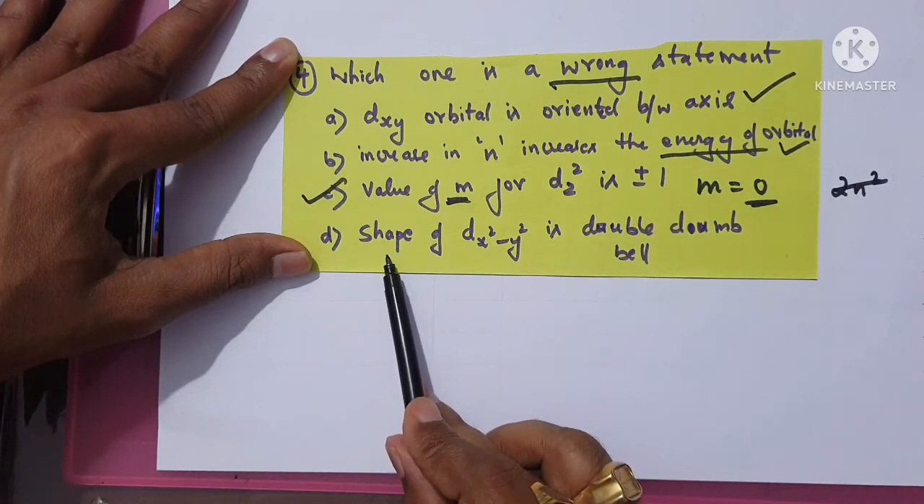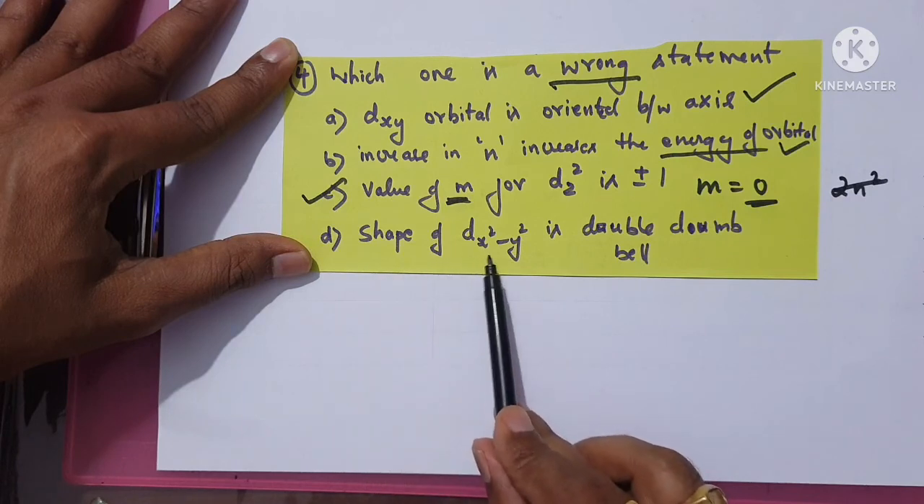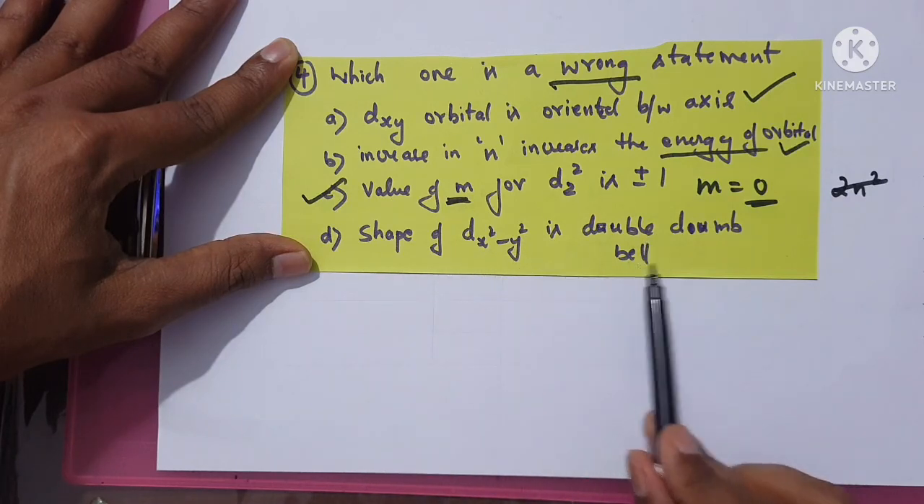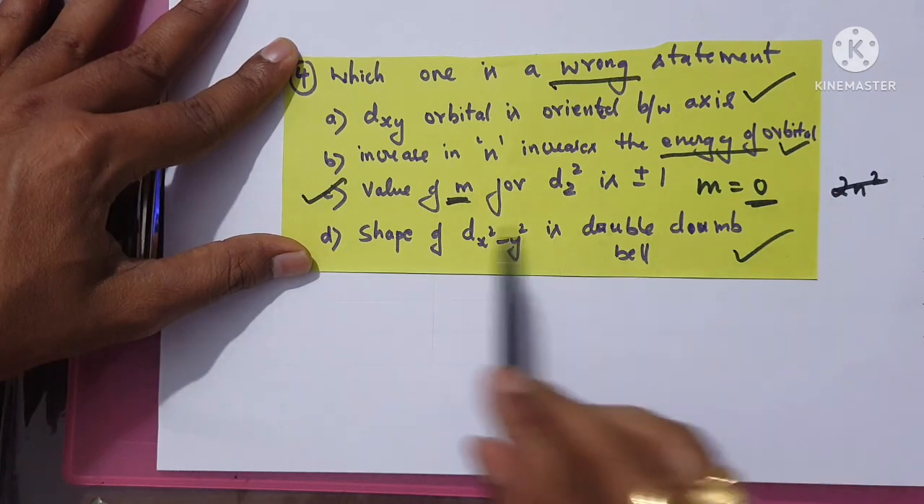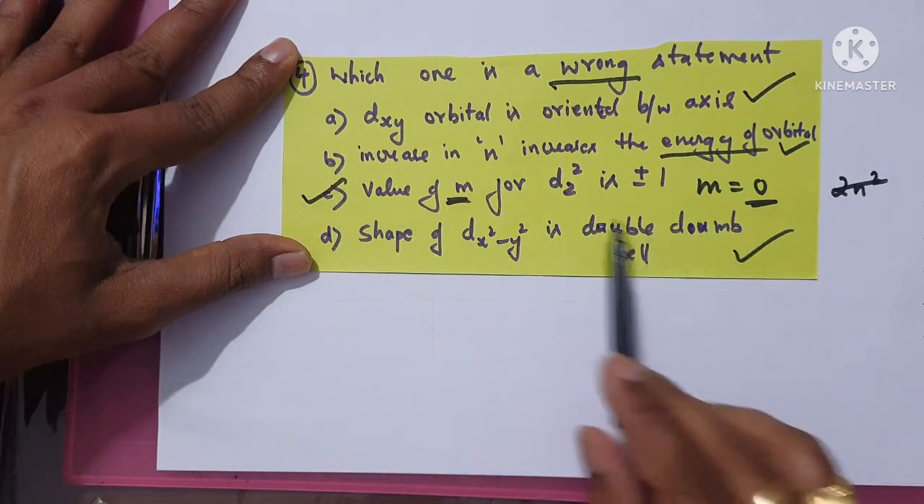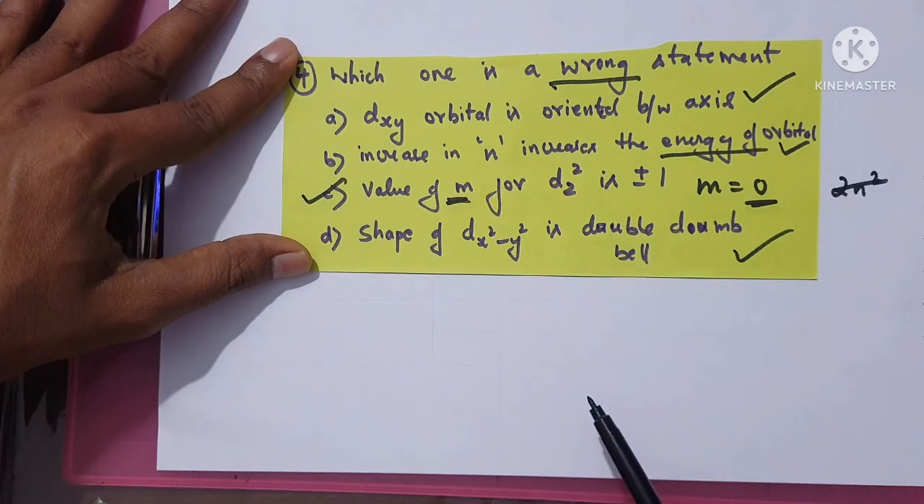Let us see the fourth option. Shape of dx square minus y square is a double dumbbell shape. Yes, this is also a correct option. The wrong statement here is option C, that is dz square is plus or minus 1 m value. Hope you have understood this, and this video, I hope you liked it and you have understood the concepts as well as the questions that can be coming from the quantum numbers.